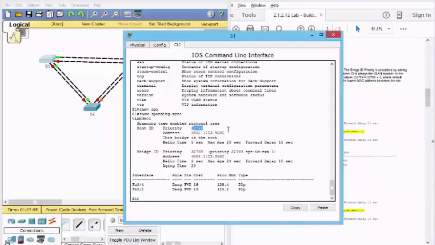And it has a MAC address of 59DC. So you can see all this information, priority, MAC address, and it can also show you that most of the ports, Fast Ethernet 0/2 and 0/4, are designated ports in the forwarding state, with a port cost of 19.